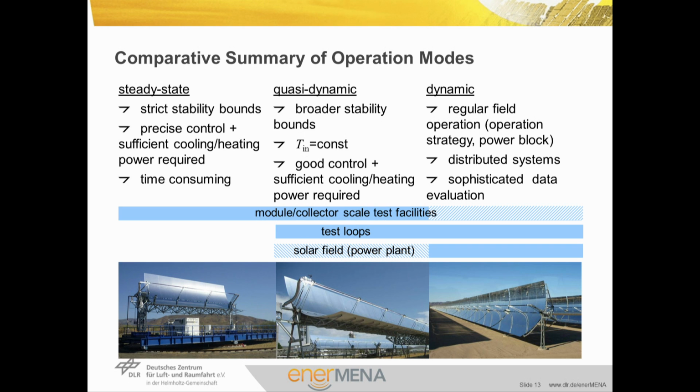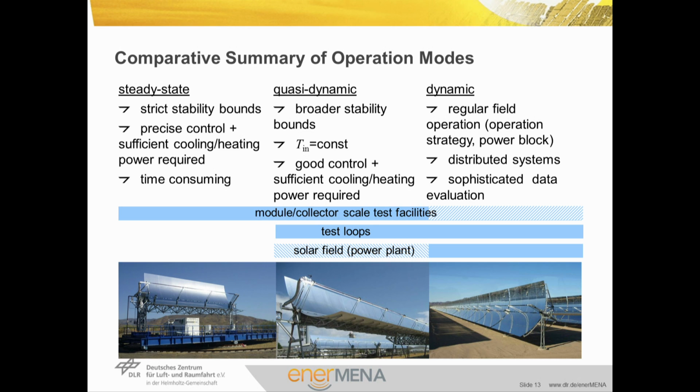Quasi-dynamic testing benefits from considerably broader allowable variations in terms of irradiance at constant HTF inlet conditions, and thus still requires good control and sufficient heating or cooling power. Dynamic testing corresponds to regular field operation according to respective operation strategies of the solar field and power block. It is thus suitable for extended systems at the expense of a more sophisticated data evaluation.